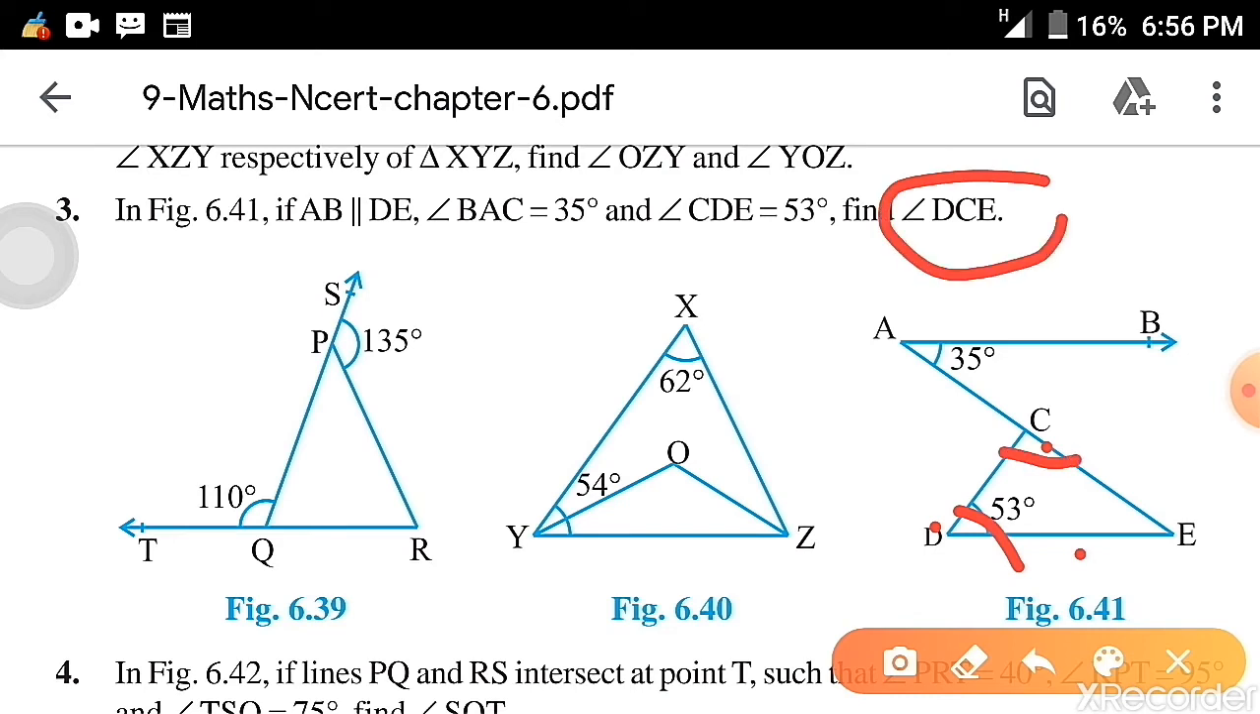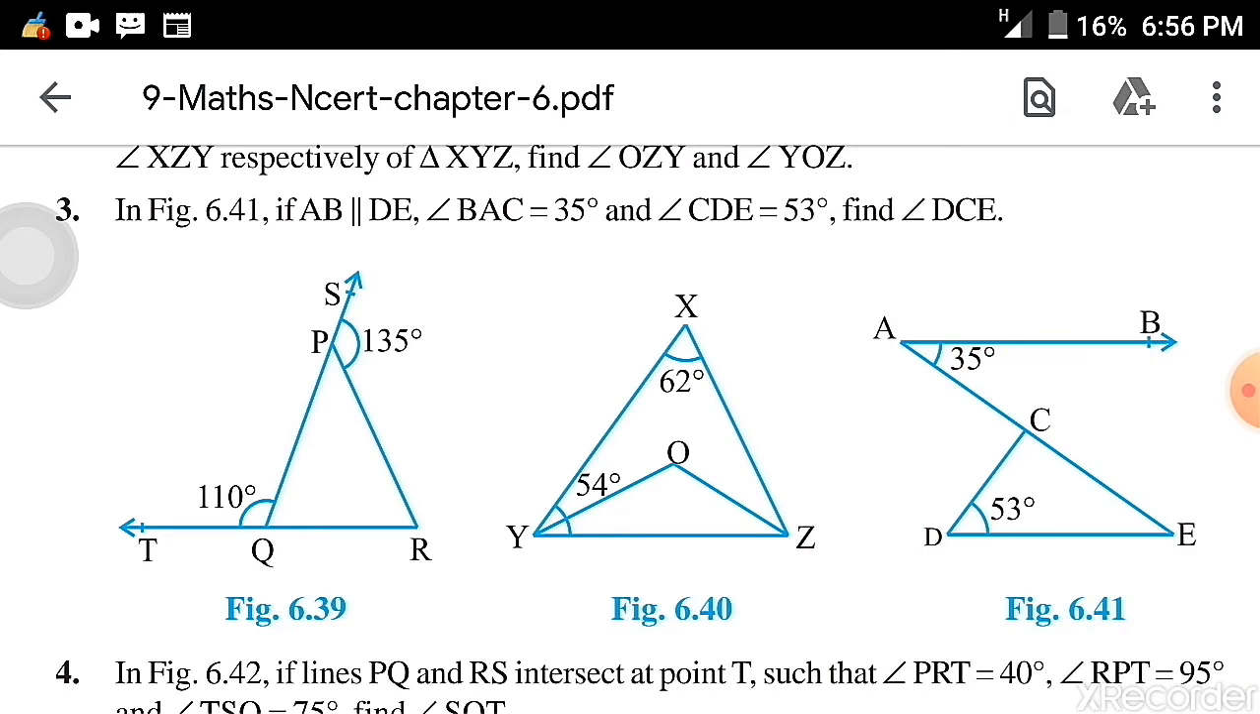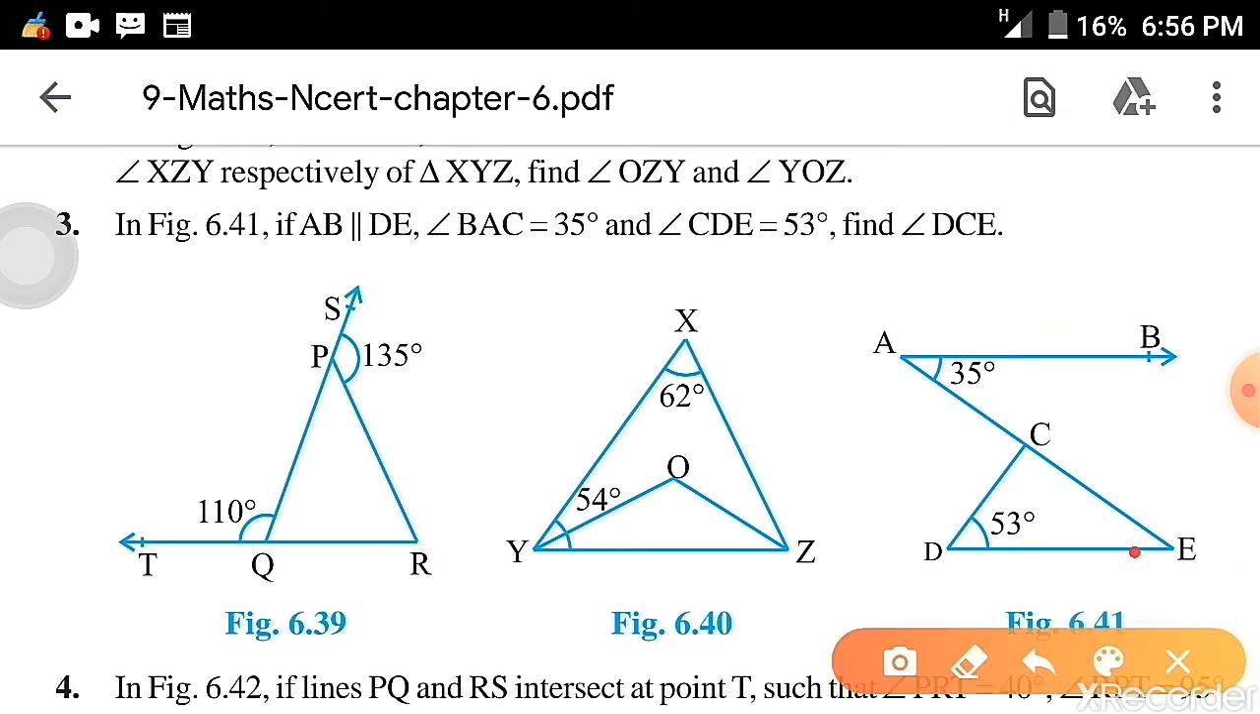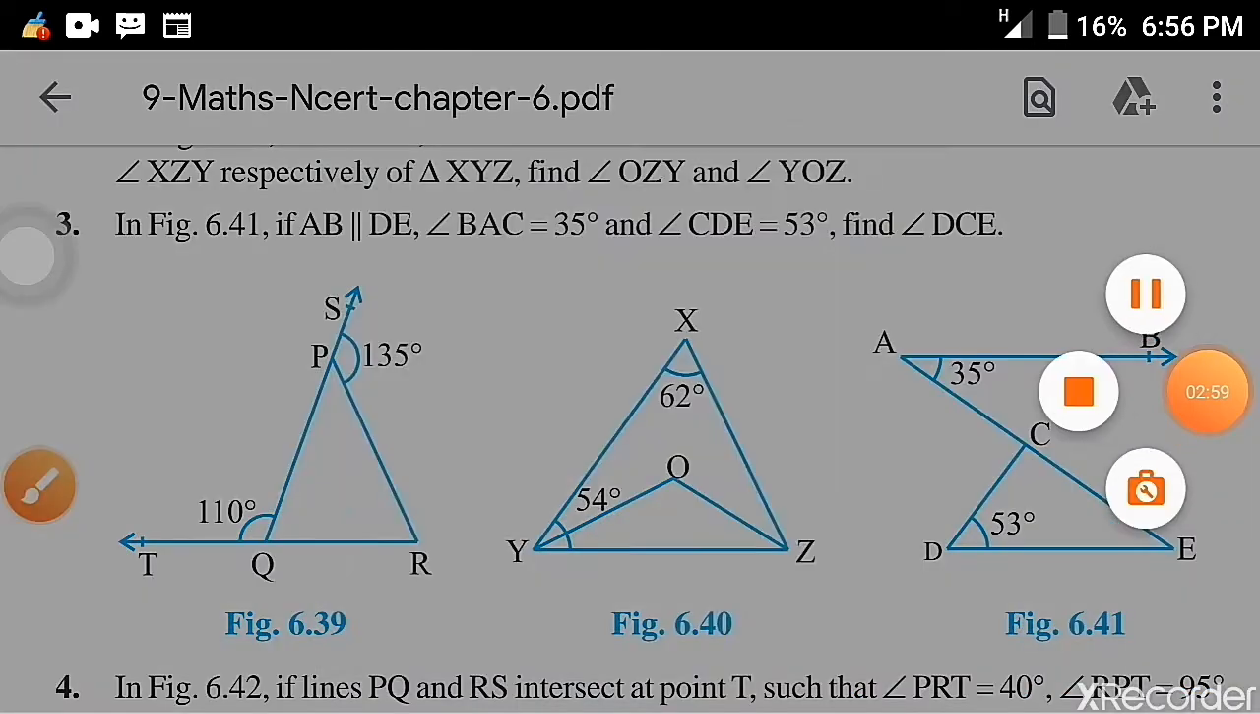And this angle we can find out only when we get this angle. This one angle, and this angle, you can see that these are alternate interior angles. This is 35, so this will also be 35. That means this angle will be 35, and if we find out this is 35, then we will use the angle sum property in this triangle. See how we'll solve that.